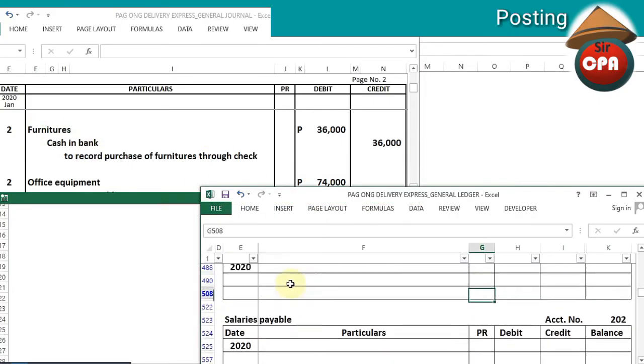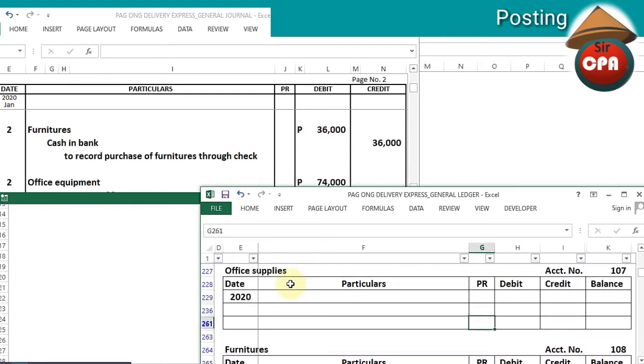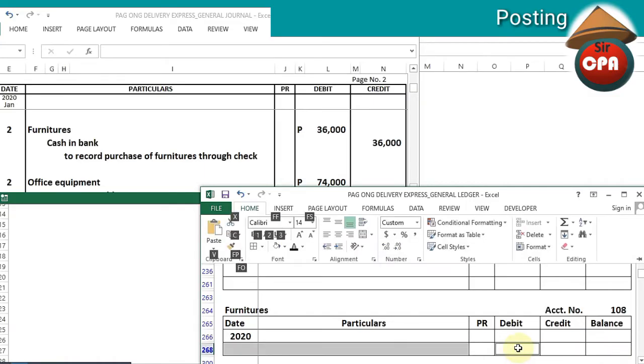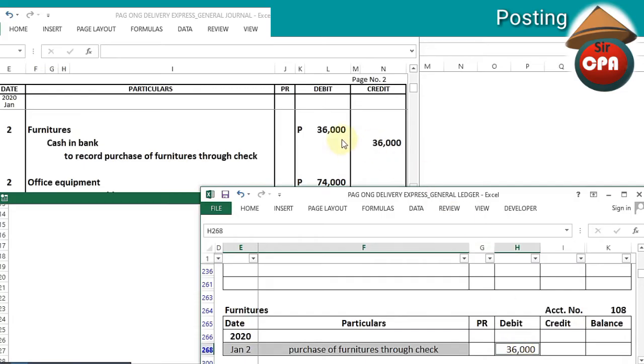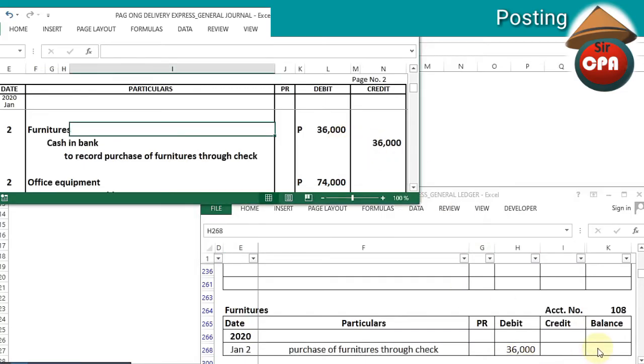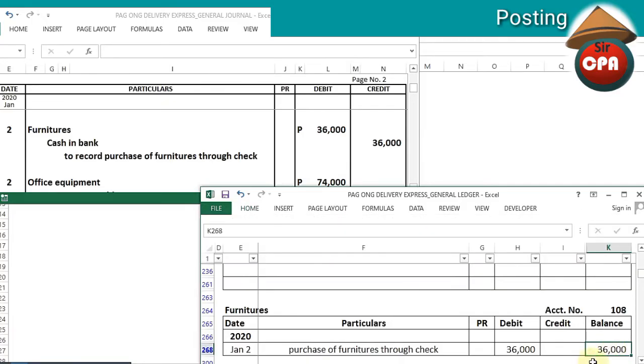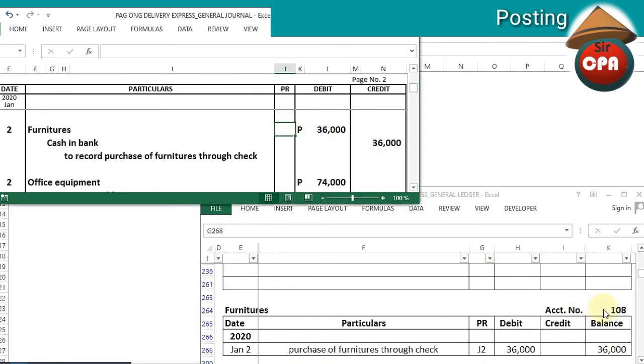So we transfer the date, which is January 2. Then for its particulars, we just copy again from the explanation. So our particulars: purchase of furnitures through check. Then the amount, which is 36,000 under the debit column, because it is in the debit column per our journal. And then, let's compute the balance. There is no other amount involved, so our balance is also 36,000. Okay? So, our post reference, J2 again. Going back to the journal entry, we write its account number, which is 108. And that's it, it is posted.